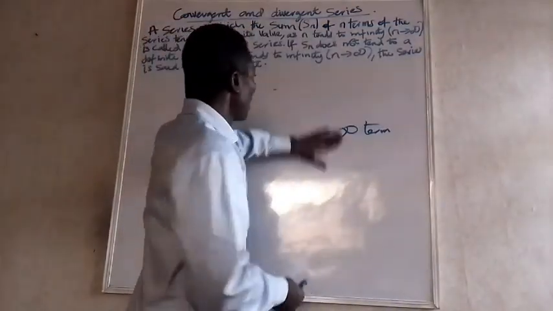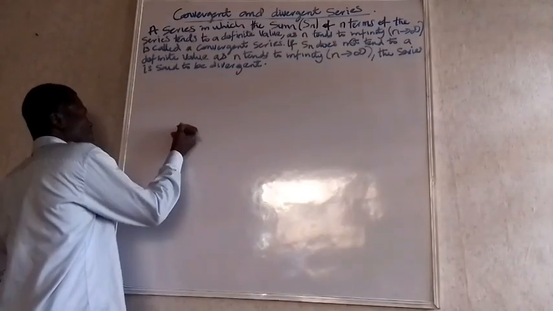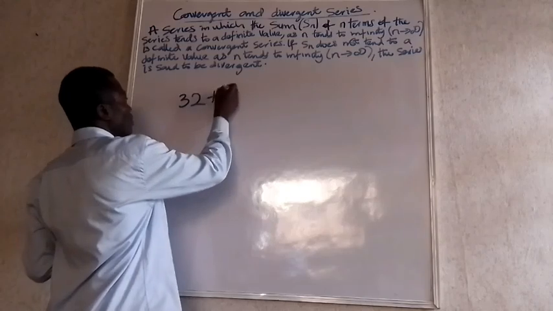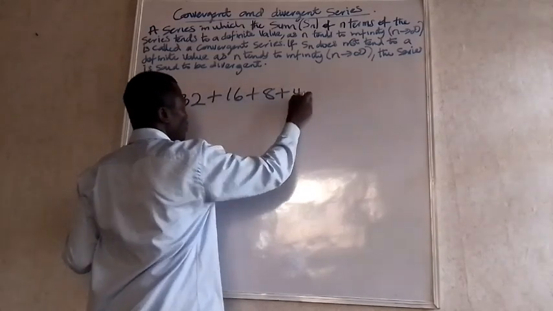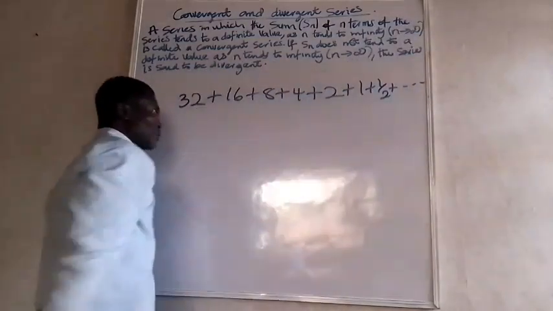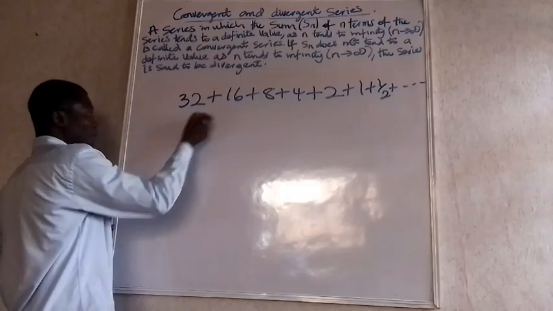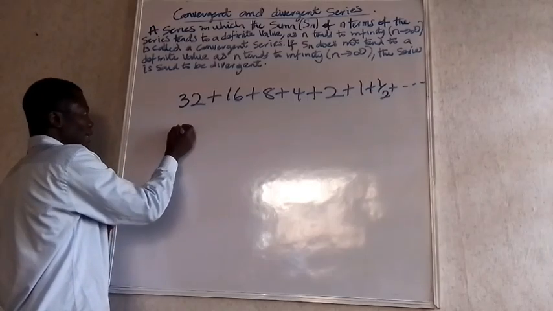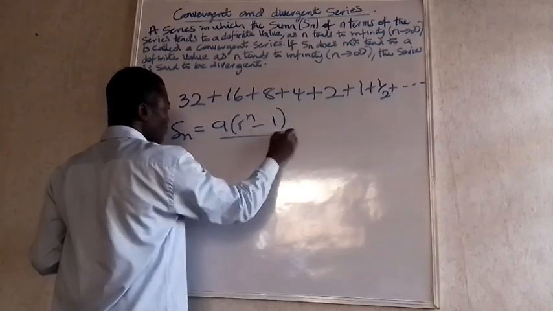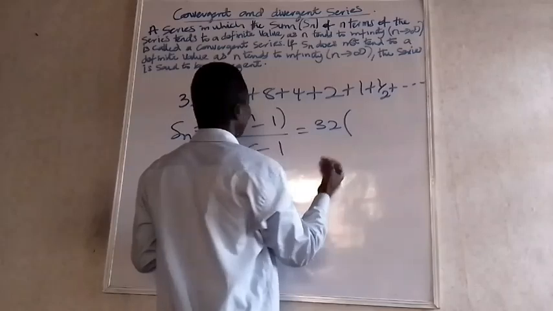Let's look at geometric series. Look at this one now. We have something like 32 plus 16 plus 8 plus 4 plus 2 plus 1 plus half plus, and then to infinity. You add everything to infinity. We have a formula for this. Since this is a GP, a geometric series, we have a formula for it: Sn equals A into R raised to power n minus 1, divided by R minus 1. And what is our A? 32. Our R is half.